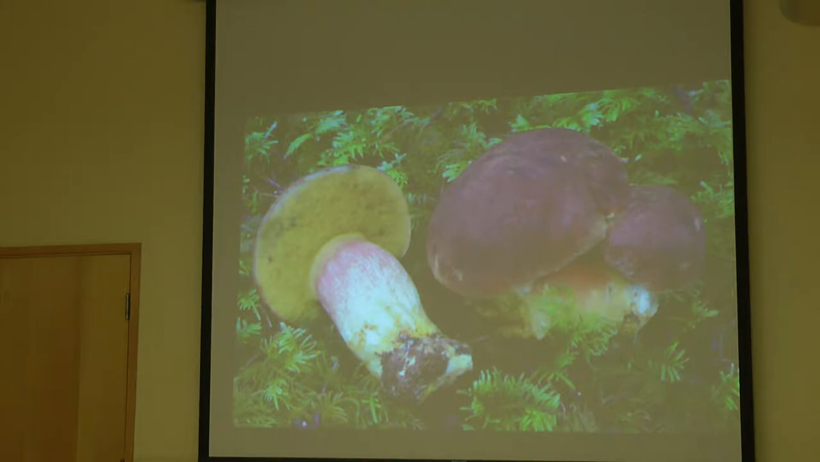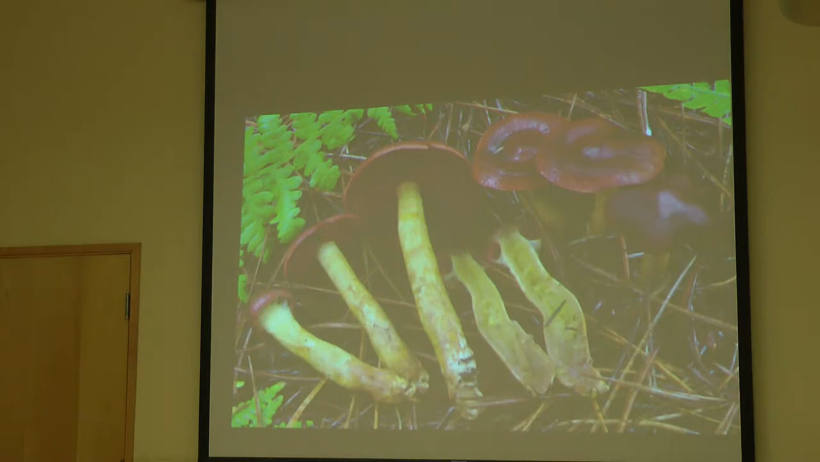Boletes are mycorrhizal. This is Boletus smithii. And this is Cortinarius, now called smithii. I didn't realize they were going to both end up being smithii because they used to have different names. It's mycorrhizal with pine.